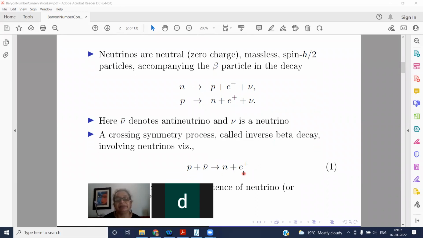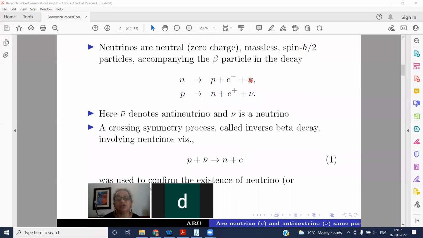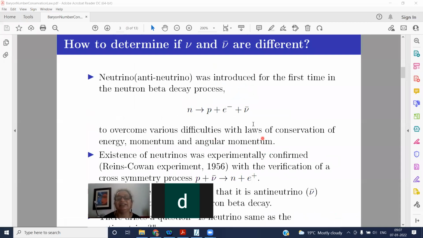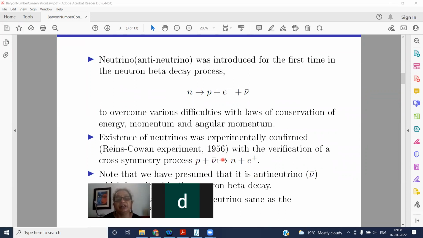Now, I take this inverse beta decay and I want to check if the neutrino is its own antiparticle. What can I do then? If the neutrino is its own antiparticle, then in p plus nu bar, I can replace this nu bar by nu itself, or I can check whether it is true. The existence of neutrinos was experimentally confirmed with the verification of inverse beta decay. That is, p plus nu bar going to n plus e plus is verified experimentally. That gives you a confirmation of the neutrino or antineutrino.